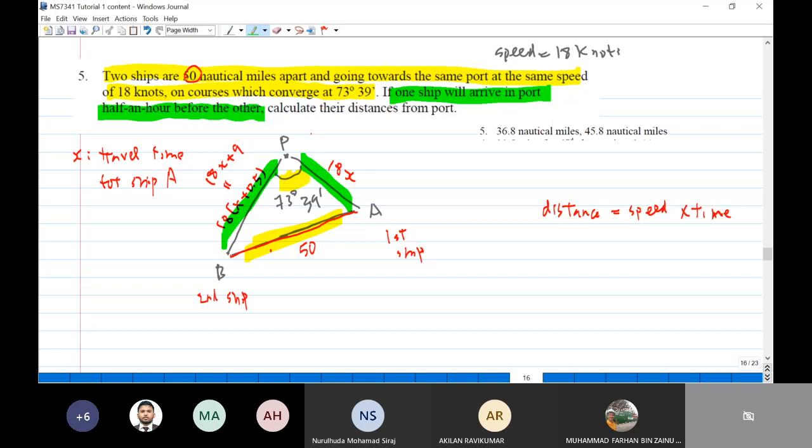Do you have this triangle now? We're going to calculate the distance from the port. How far away from the port? I'm looking for 18x and 18x plus 9. In order to find these, of course, what you need to do is find x. This is what they want: find x.